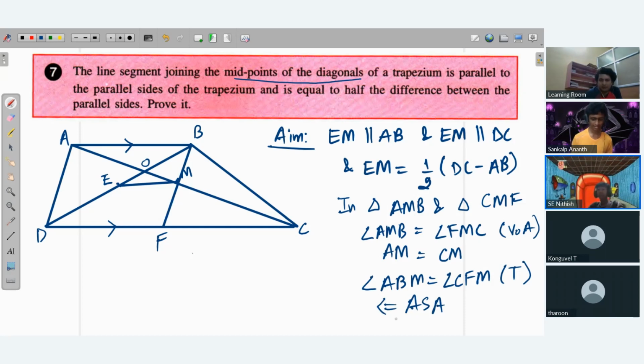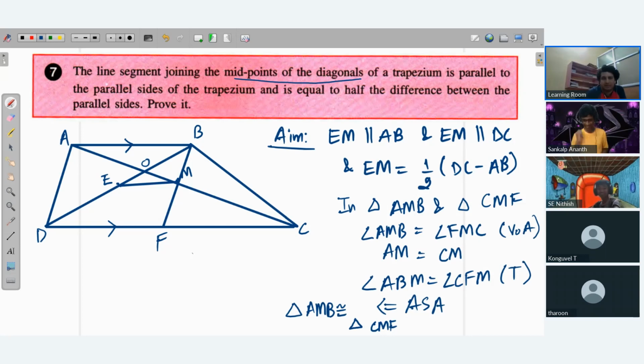Sir, I asked if congruence is involved. Triangle AMB is congruent to triangle CMF. Now, if these two triangles are the same, what do I have? BM is equal to FM. So M is the midpoint. AM is equal to MC, and also AB is equal to FC, because F is the midpoint.